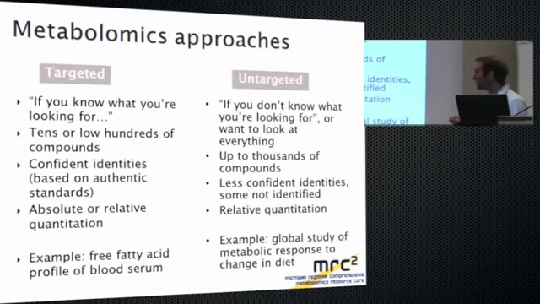It can work for up to thousands of compounds. Some of those are going to be confidently identified. Some of them are going to be known unknowns. Some of them may be complete unknowns, something that we've never seen before, although that's less common. And the output, as many have already told you, is relative quantitation. And the example would be a global study of metabolic response to a change in diet.